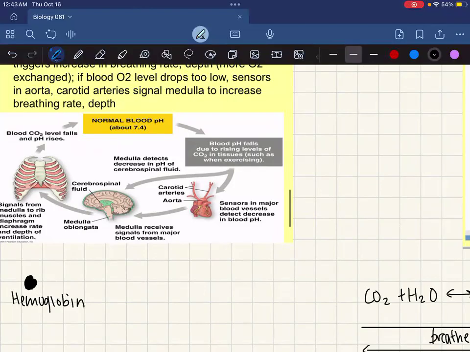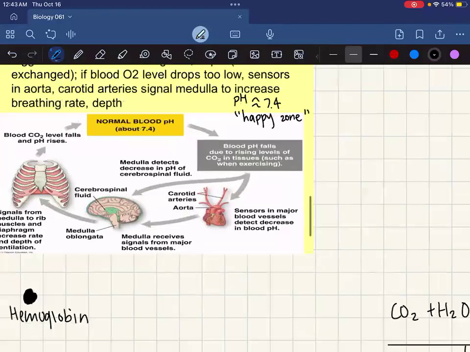A normal pH range for our blood is a pH of around 7.4. This is known as the happy zone. And we will get into hemoglobin very soon.